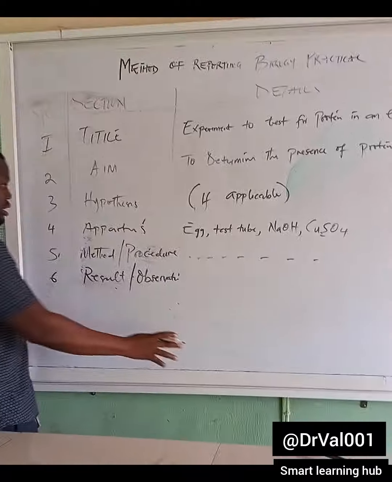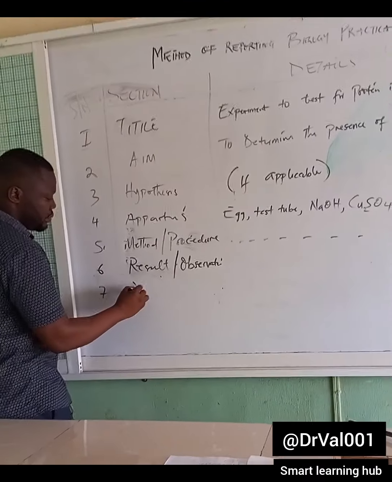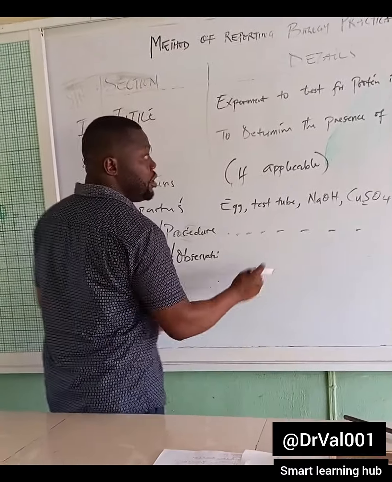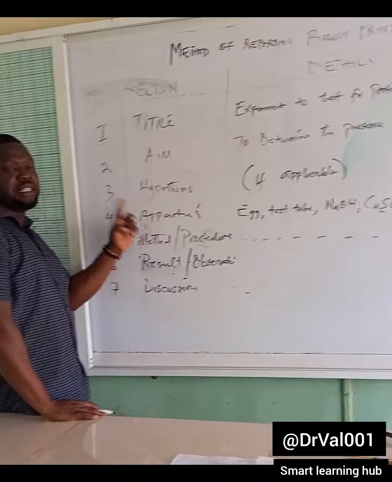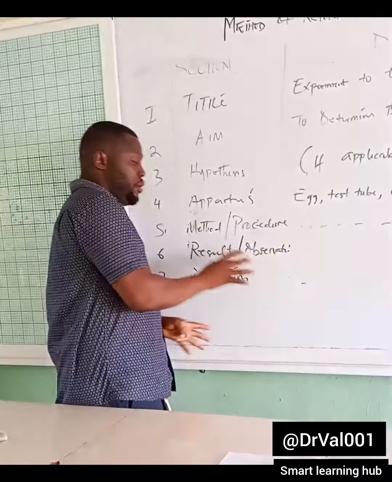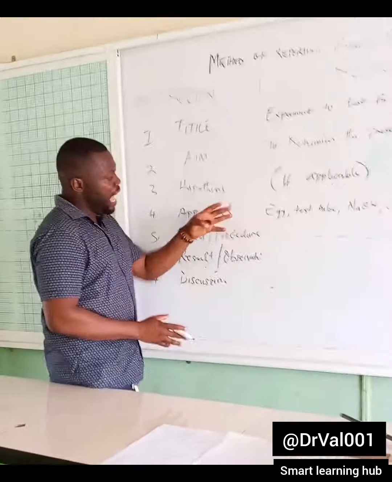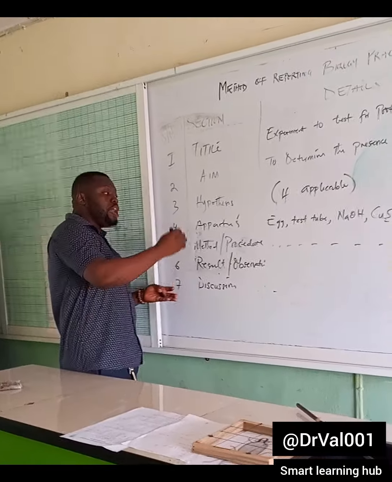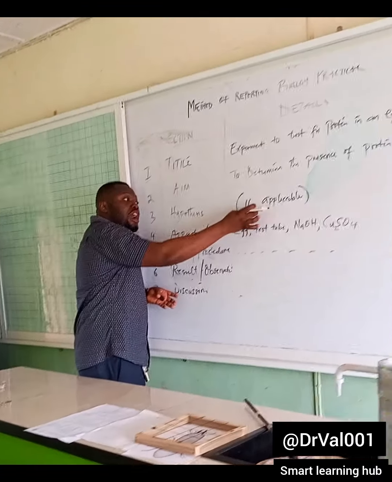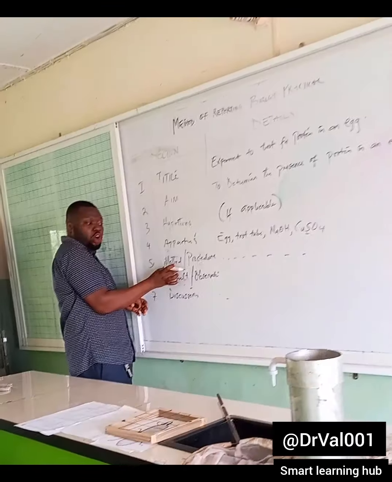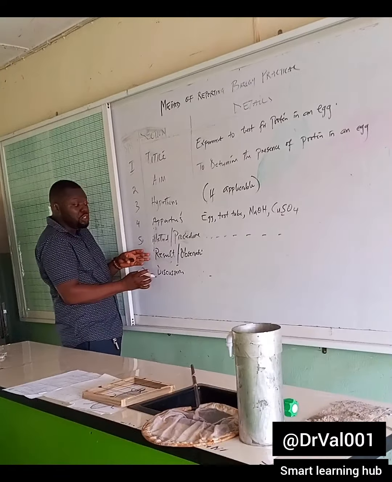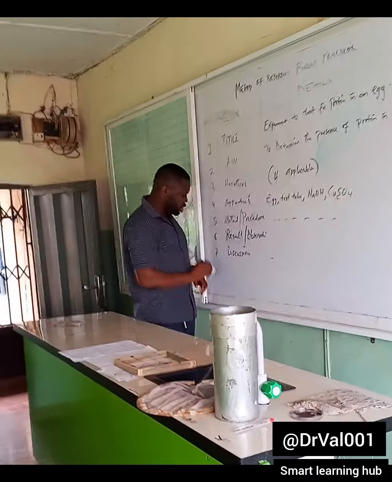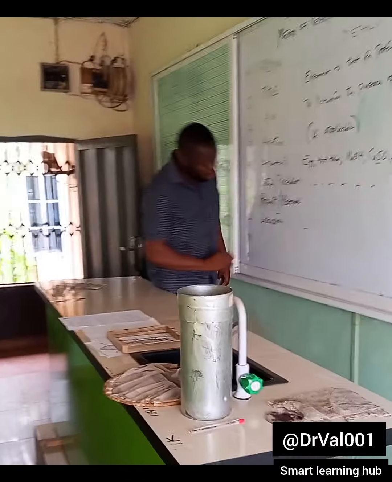Now, after your results, the 7th step is discussion. This discussion is only applicable if you have stated a hypothesis. You begin to compare your result with your hypothesis, because I've told you that a hypothesis is a tentative guess. So you begin to look into the result, whether it tallies with the guess you made before the method. That is for discussion.